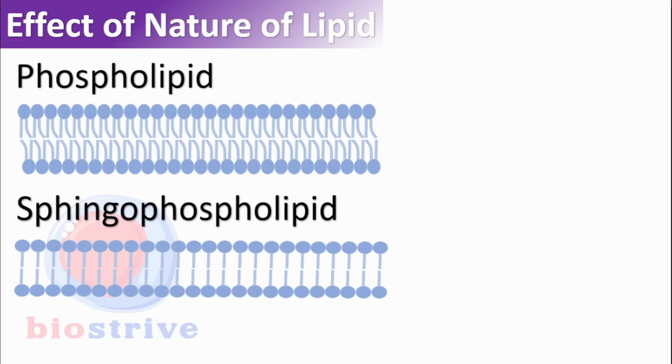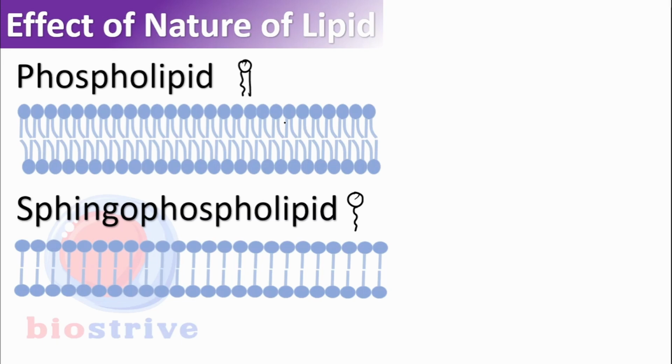What will happen if we have a membrane made up of phospholipids, and what will be the difference if we have a membrane made up of sphingophospholipids, or sphingolipids? You must already know that phospholipid has two fatty acyl chains and sphingolipid has only one fatty acyl chain. What difference will it make?